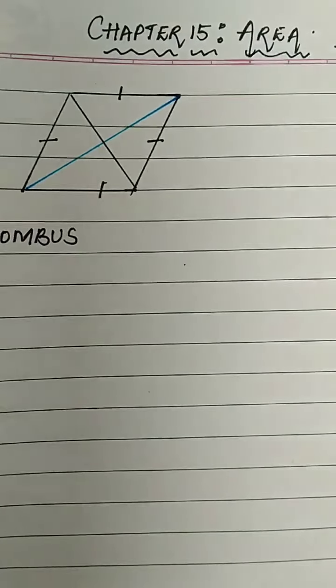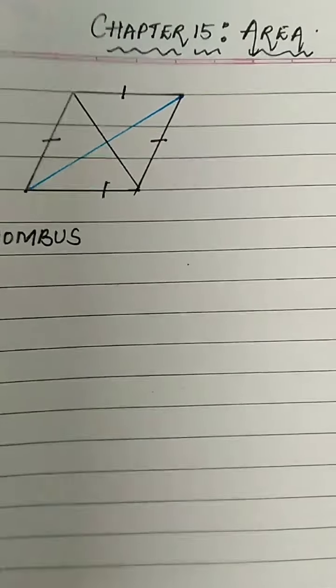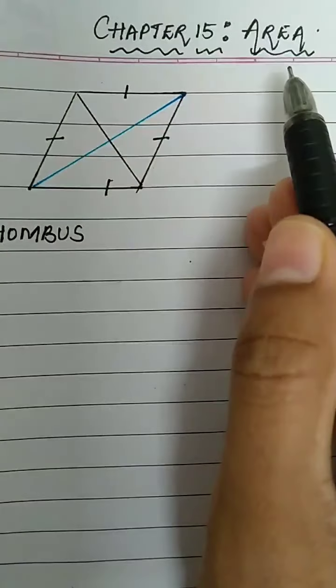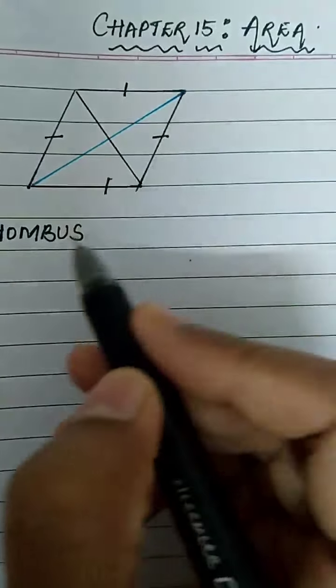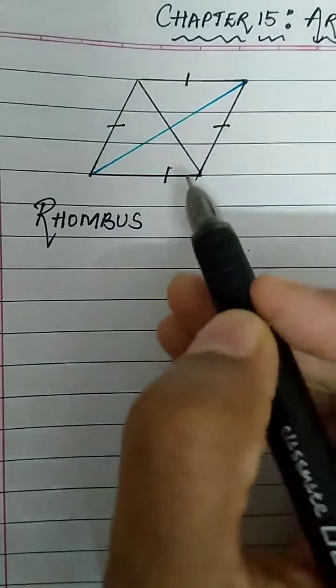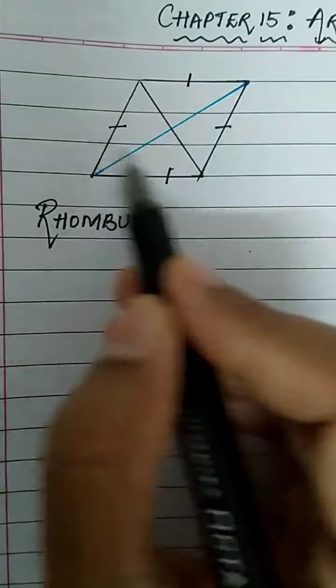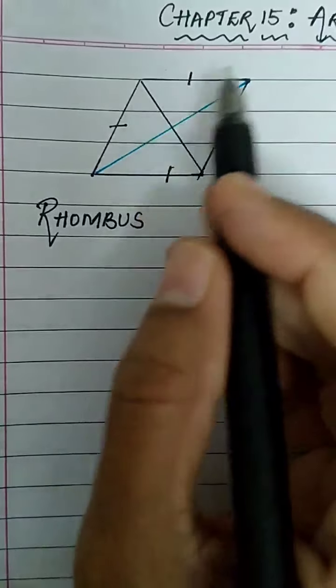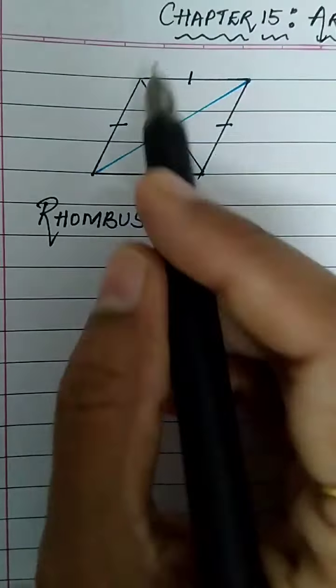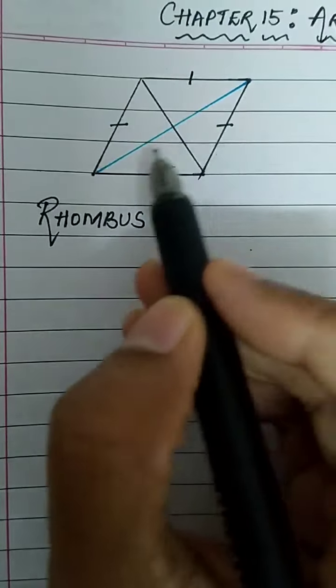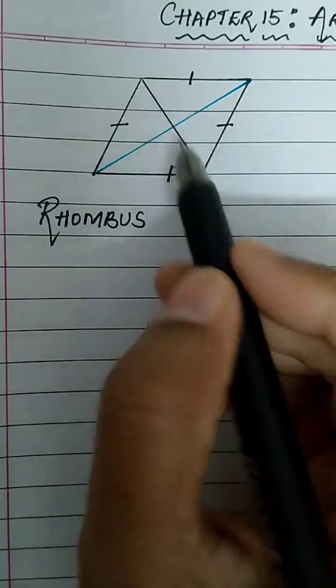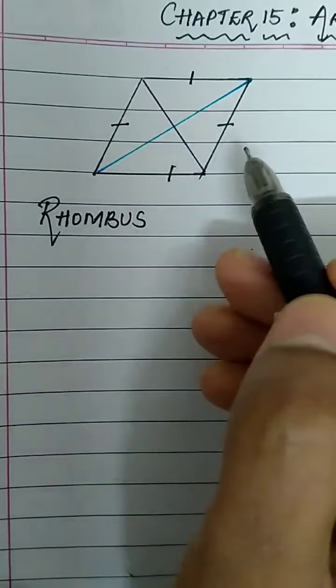Let us start with the next video of the chapter area. And today we are going to learn area of rhombus. As you can see, I have drawn a very cute rhombus here. Remember, for a rhombus, all sides are of equal length. So I have shown it with the identical marks and I have shown the diagonals of the rhombus.